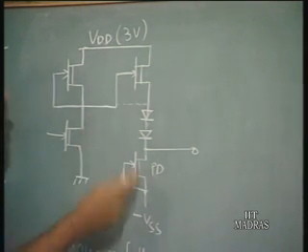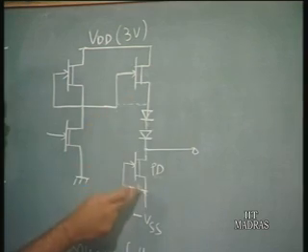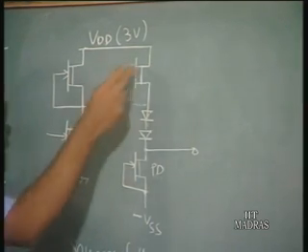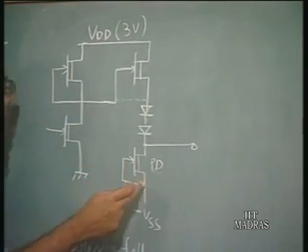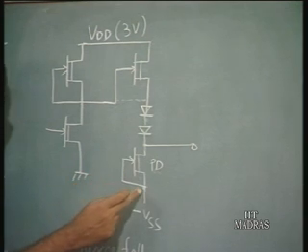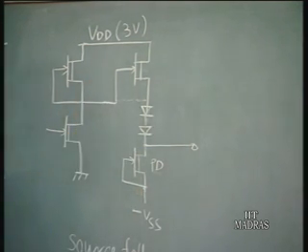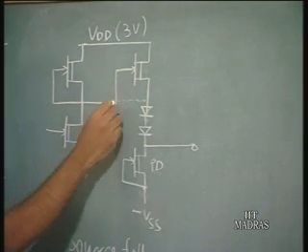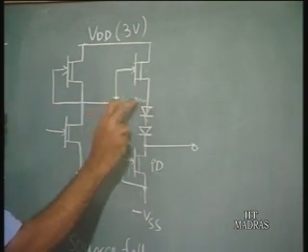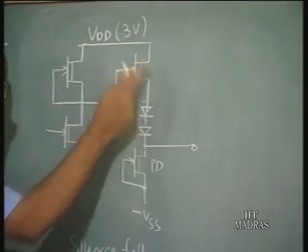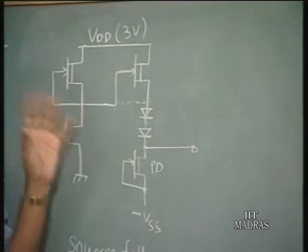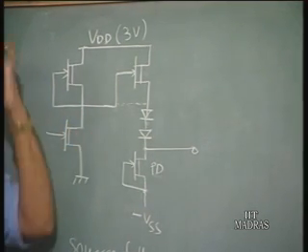So if the same current is flowing through these transistors, and these are identical transistors, and if the gate to source voltage is 0 volts here, then in the steady state this will also have 0 volt gate to source. So basically that means that the voltage at the gate and the source are the same. So this circuit actually is going to have identical characteristics as the previous circuit.